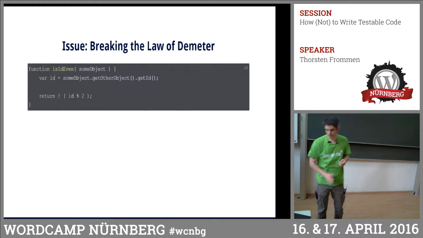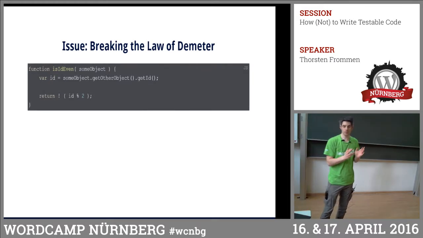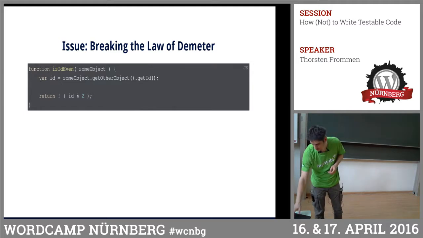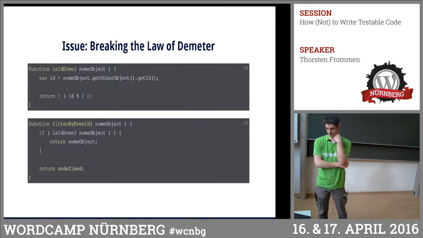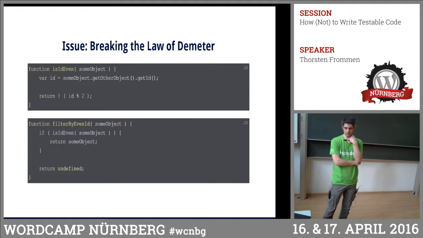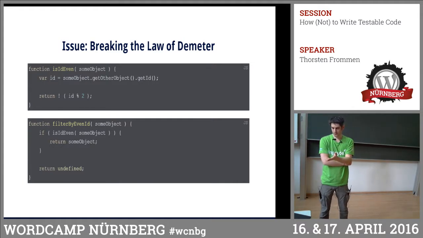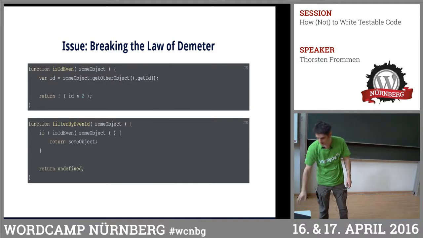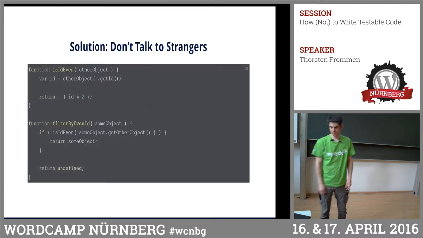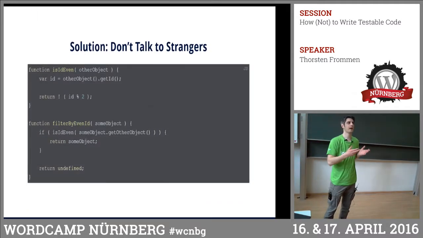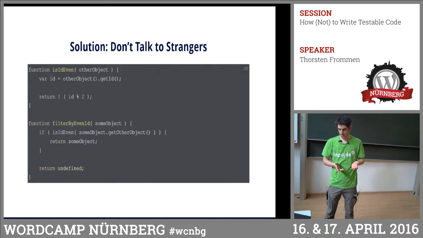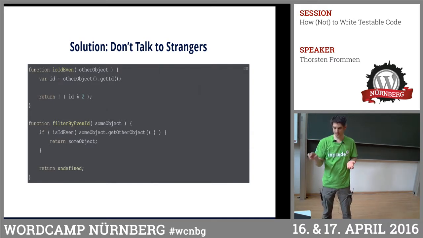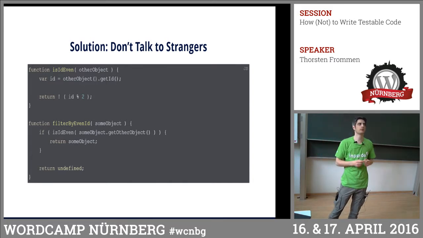So let's have a look again at the code from before. What I'm doing here is injecting some object, getting another object, and then getting something of that object. So how is isIDEven being called? Something like that, maybe. I have a function, or it's just in global scope. I have that some object, and I use isIDEven. So this is what you could do: you actually pass the object that you need to your isIDEven method. So I'm just using someObject.getOtherObject in the function that calls the other function that actually only needs the other object.